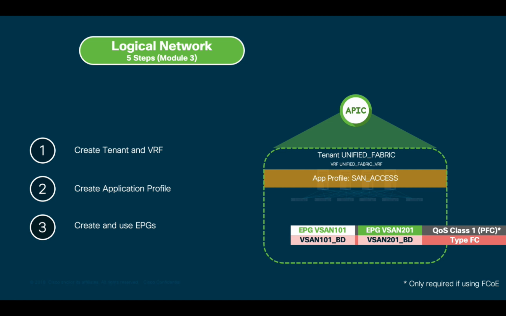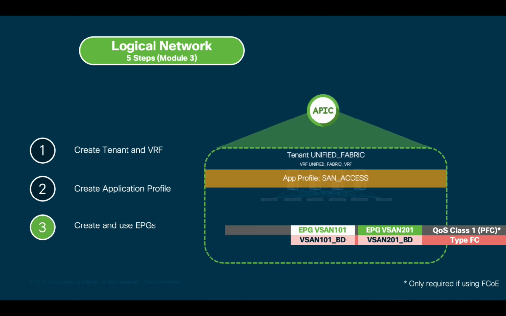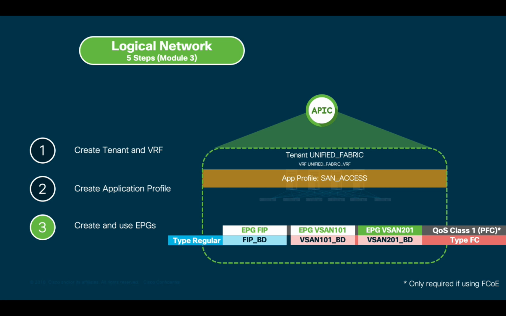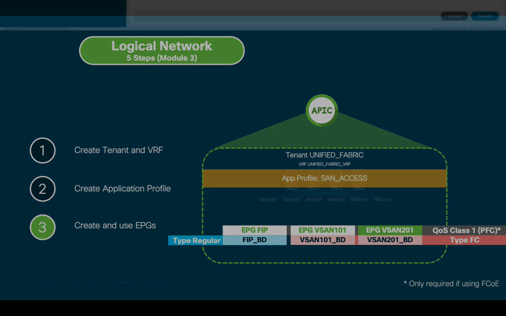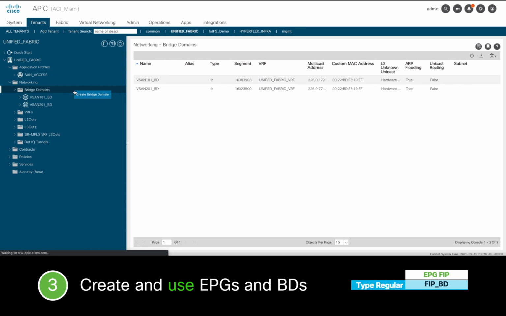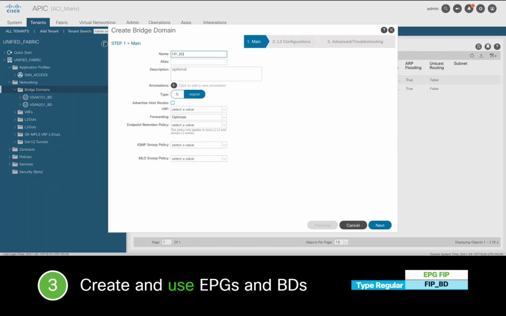As you may remember, and based on what we covered in Module 2, Fibre Channel over Ethernet relies on the FCoE Initialization Protocol, or FIP, and it will need its own EPG and Ethernet Bridge Domain to succeed. Therefore, I will go back to APIC and I will start by creating my FIP Bridge Domain. I will call it FipBD and assign it to my VRF.